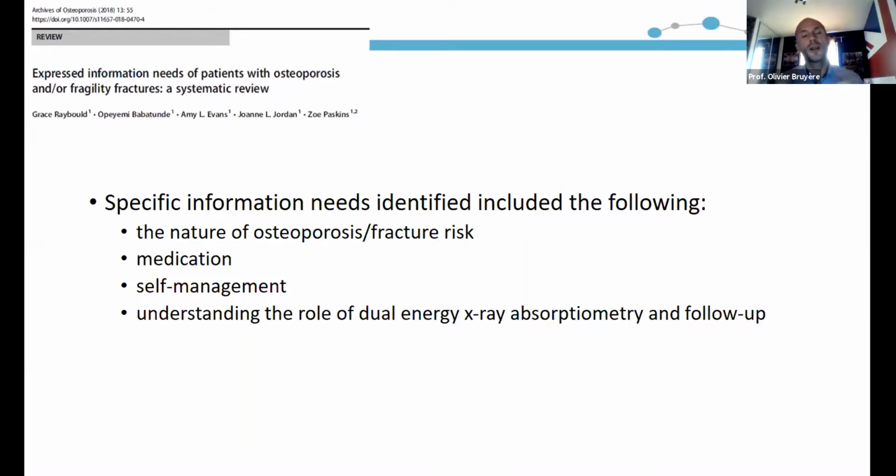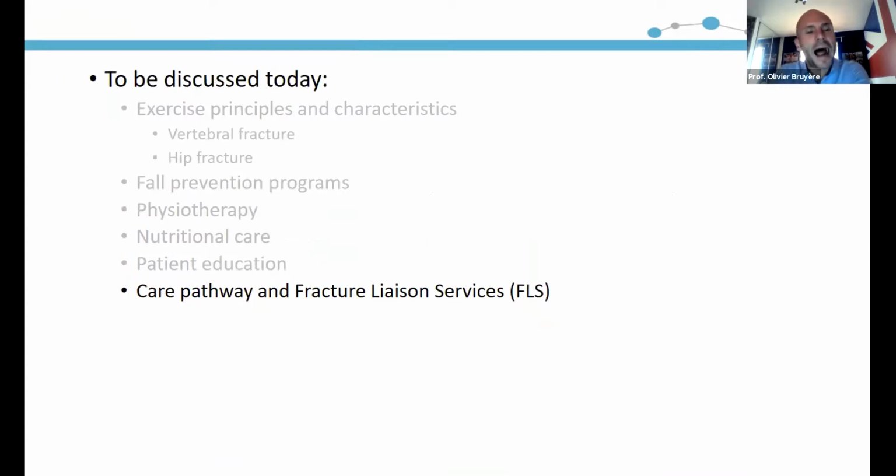So if you would like to perform some education of the patient, of course you need to educate the patient on the importance of nutrition, the importance of calcium, vitamin D, the importance of exercises, the importance of physiotherapy, the importance of many things, but also on the importance of other tools to manage and to monitor the patient.